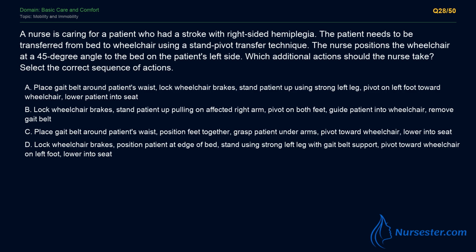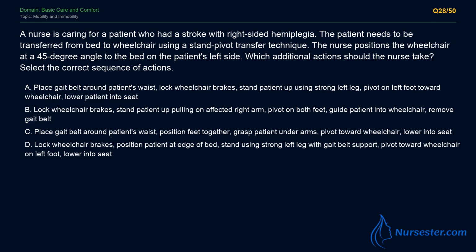Question 28. A nurse is caring for a patient who had a stroke with right-sided hemiplegia. The patient needs to be transferred from bed to wheelchair using a stand-pivot transfer technique. The nurse positions the wheelchair at a 45-degree angle to the bed on the patient's left side. Which additional actions should the nurse take? Select the correct sequence of actions.